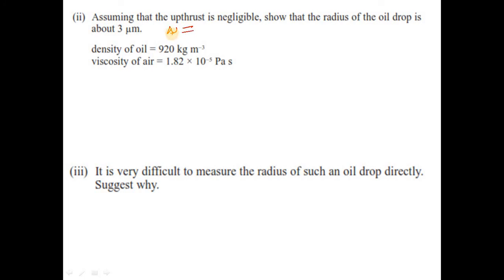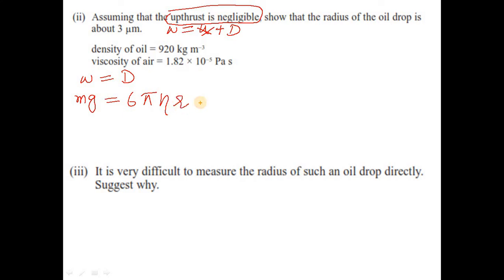During the motion of the oil drop with the terminal velocity, you have the equation W, weight of the oil drop, is equal to upthrust plus drag, but they are saying upthrust is negligible. So you can ignore upthrust, and your final equation becomes W is equal to D. W is the weight of the oil drop, D is the drag force. You can write W as mass times g, where m is the mass of the oil drop, and D is the drag force, 6 pi eta r v.